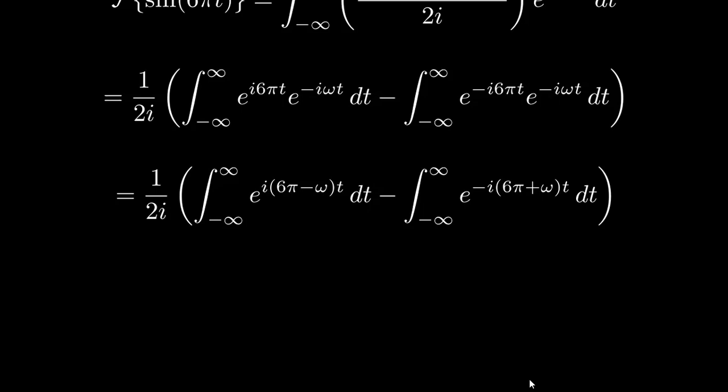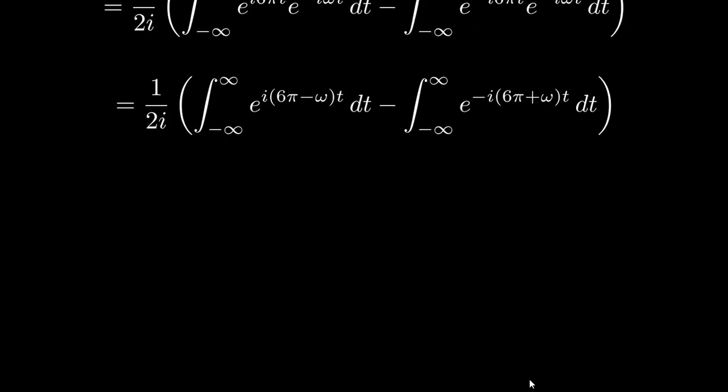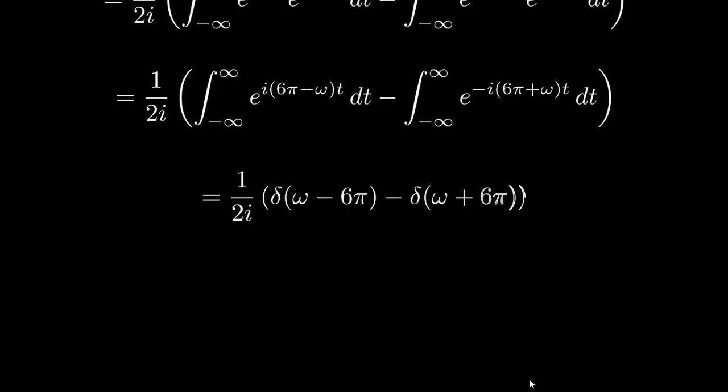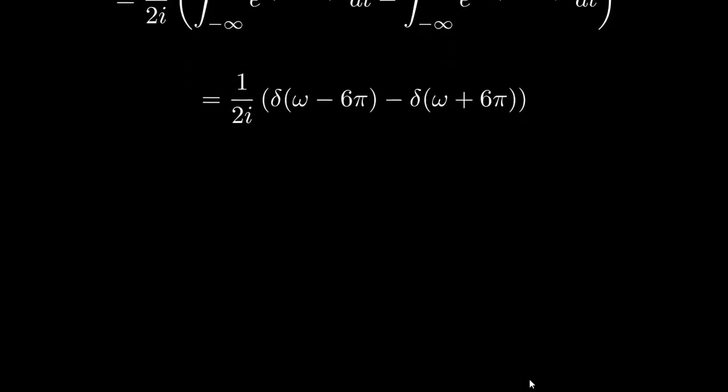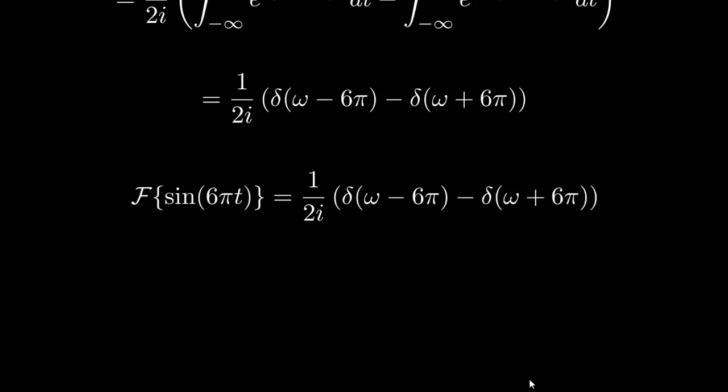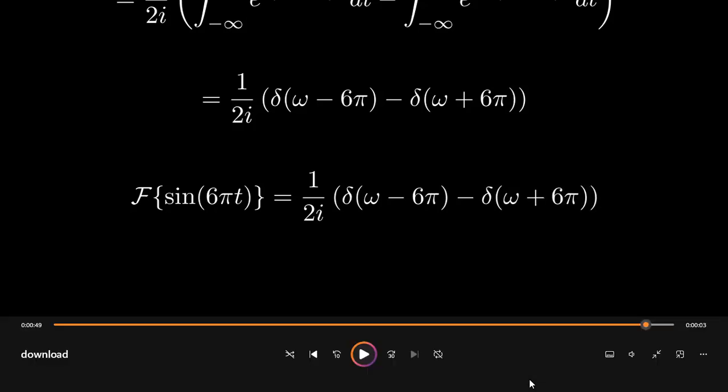We use the Dirac function identity with the exponential to get this. Therefore, we get that the Fourier transform of our function is this. And from this we can conclude what the frequencies of our signal are, of our function sin(6 pi t). This is the function in the frequency domain.